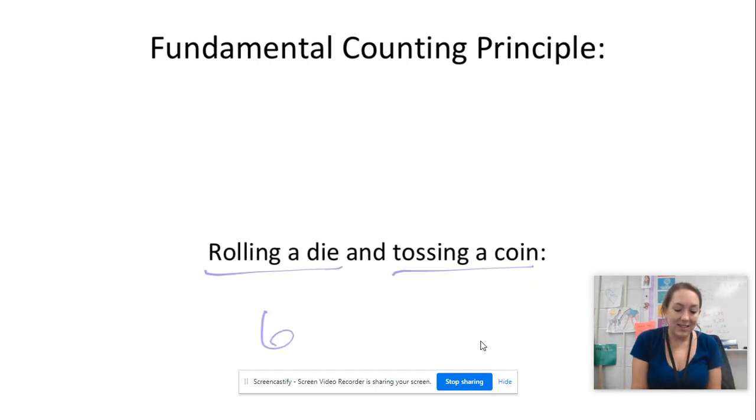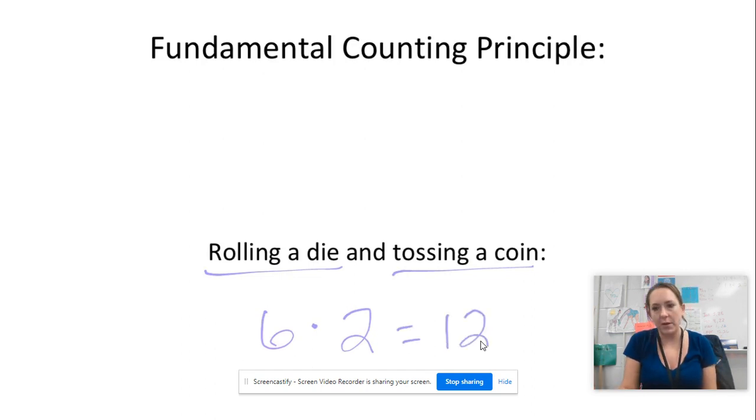For example, if you are rolling a die and tossing a coin, a die has six sides, so six things could happen when you roll a die. A coin has two sides, so two things could happen. Multiply those together, and if you roll a die and toss a coin, there are 12 things that could happen.